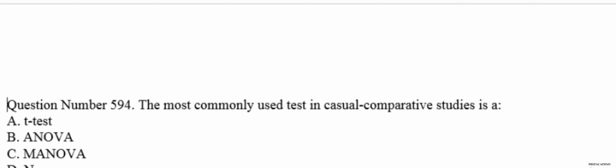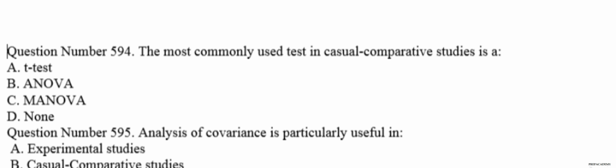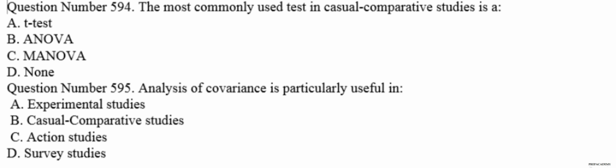Question number 594. The most commonly used test in causal comparative studies is: A. T-test. B. ANOVA. C. MANOVA. D. None. The correct answer is option A, T-test.